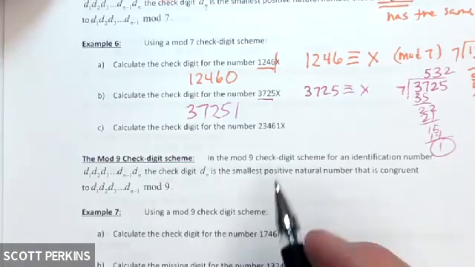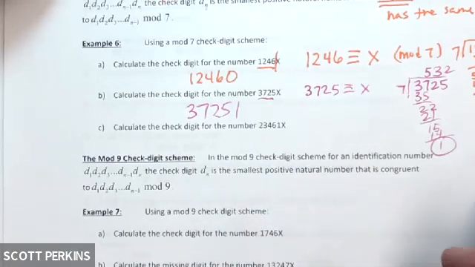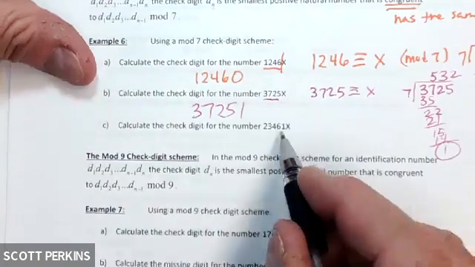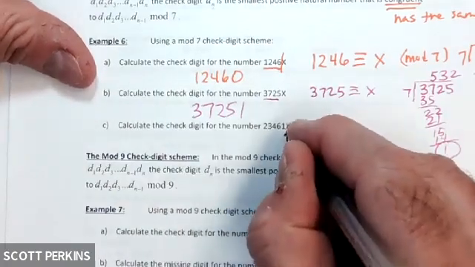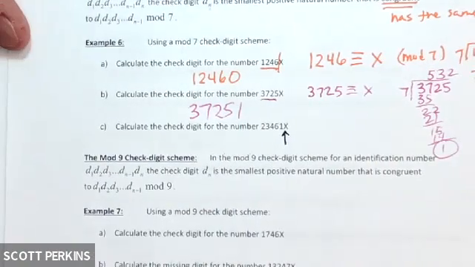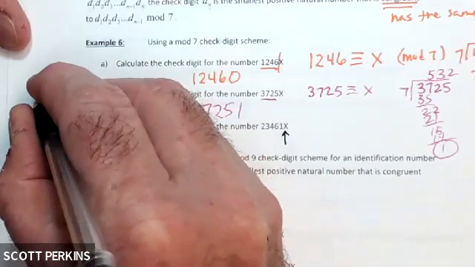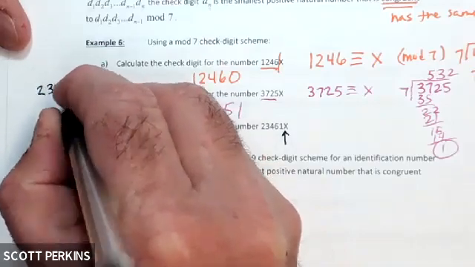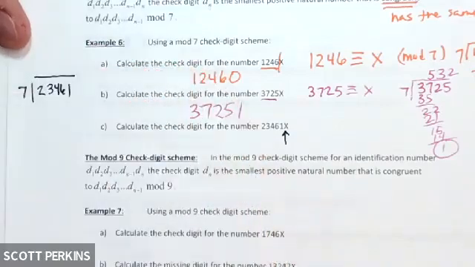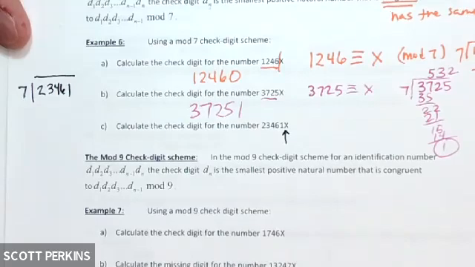Okay, so this one, it's a slightly longer number. It doesn't matter. It could be 50 digits long. It's the same thing. This last digit right here is the remainder when all the other digits are divided by 7. So I'm going to take the 2, 3, 4, 6, 1. Just going to come over here where I have a little more room, and I'm going to divide the 2, 3, 4, 6, 1 by 7. And whatever the remainder is, the congruence class, that is the check digit.